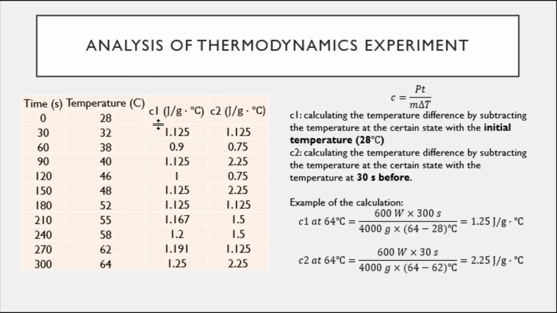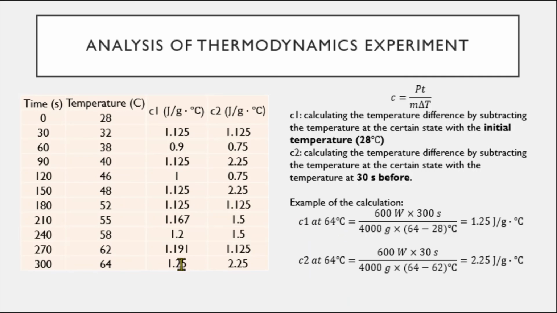First, the C1 here, I calculate the temperature difference by subtracting the temperature at the certain state with the initial temperature, which is 28 degrees Celsius. And for the second method, I calculate the temperature difference by subtracting the temperature at the certain state with the temperature at 30 seconds before. And this is the example of the calculation.